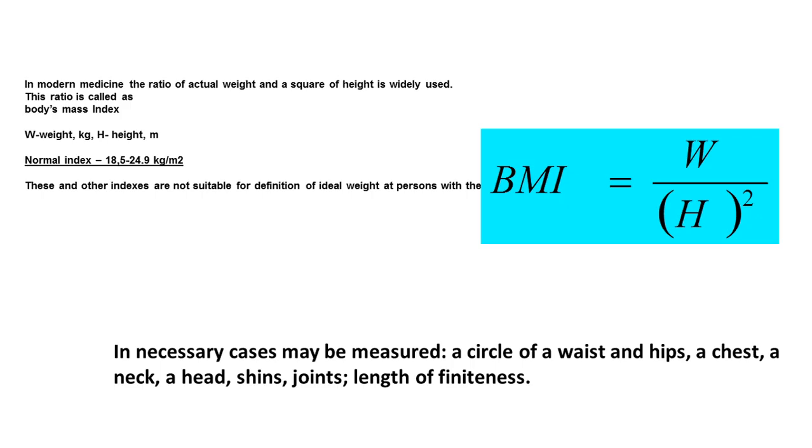Here is BMI. A normal BMI is between 18.5 and 25.9 kilograms per meter squared. If we have less than 18.5, we diagnose a deficiency of weight. If more than 25, this is overweight.